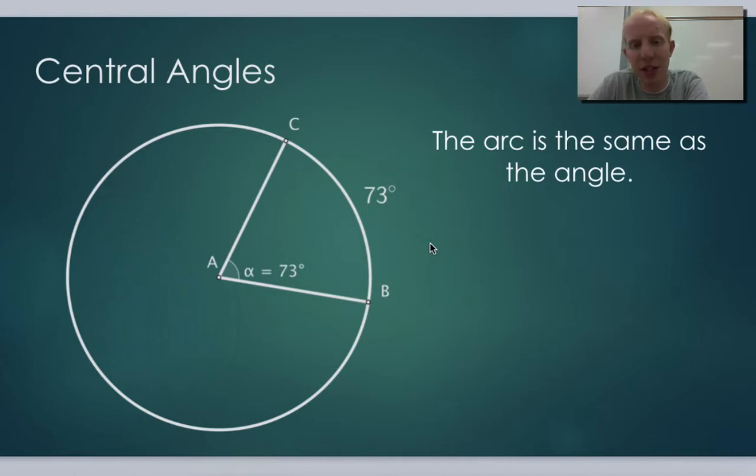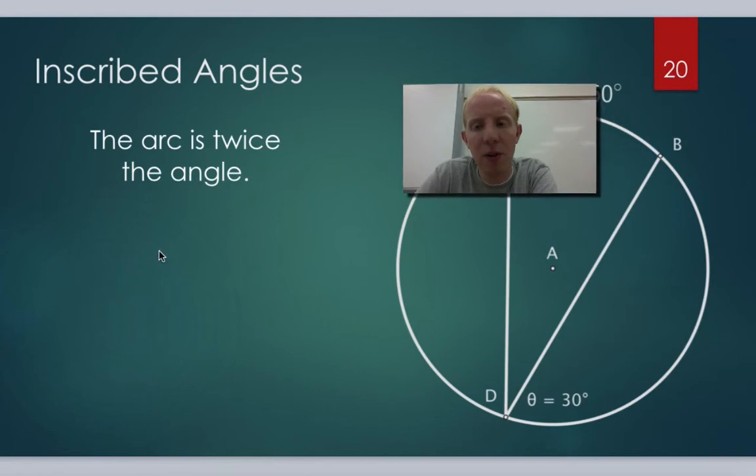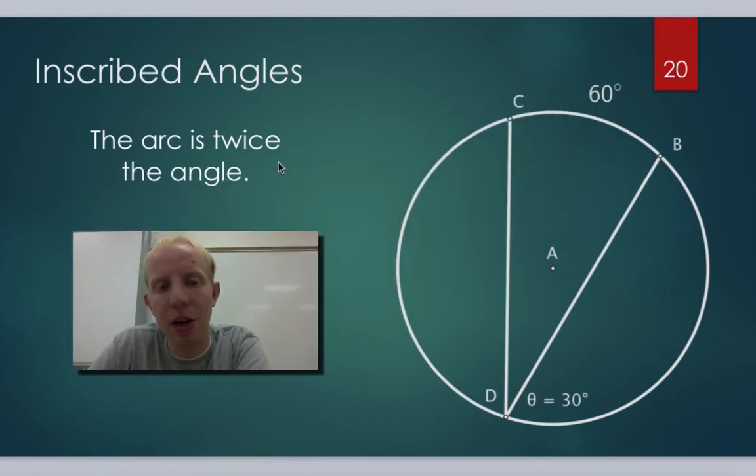So with a central angle, it's really easy. We don't have to make a distinction. This arc is the same as the angle. But let's compare that to the next category, which is an inscribed angle. In this case, the arc is twice the angle. Down here we have a very small angle. This angle is 30 degrees right here, and it's going all the way out to the other side of the circle.